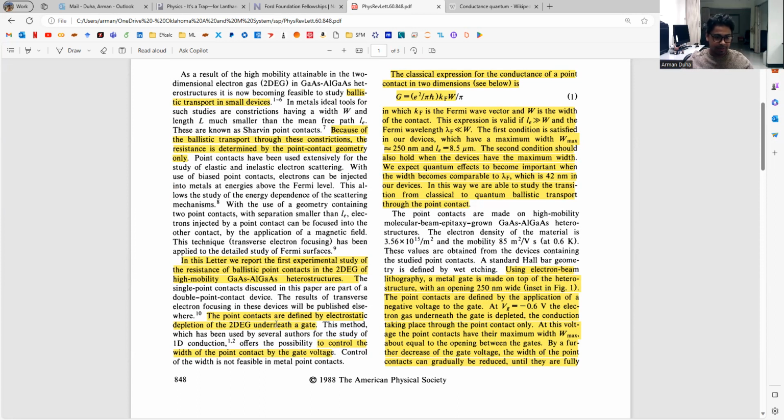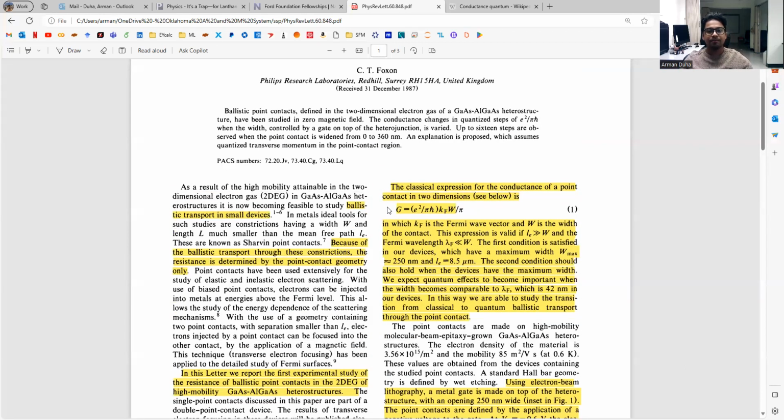By doing the electrostatic depletion of the electron gas, they can control the width of the point contact. And of course, this electrostatic depletion is controlled by the gate voltage. So in turn, the gate voltage is the thing that controls the width of the point contact. In a system like this, where you have a point contact, the classical expression for conductance is the one given in equation 1. It depends on the charge of the electron, the Fermi wave vector, and the width of the point contact.